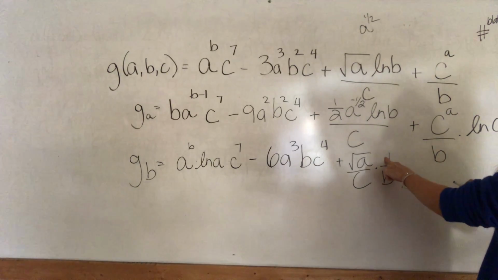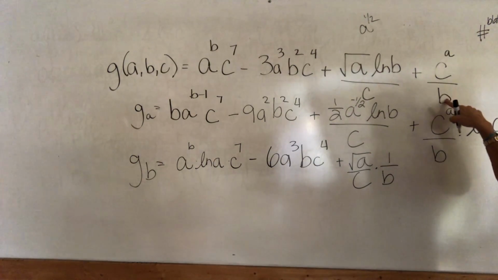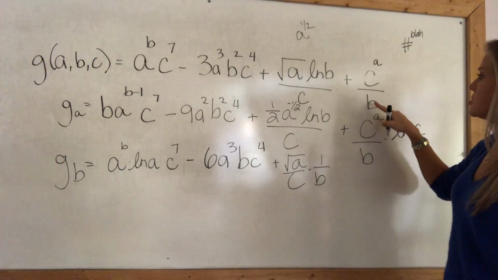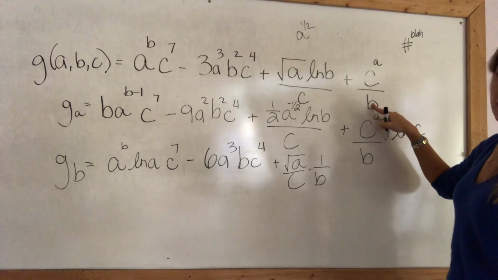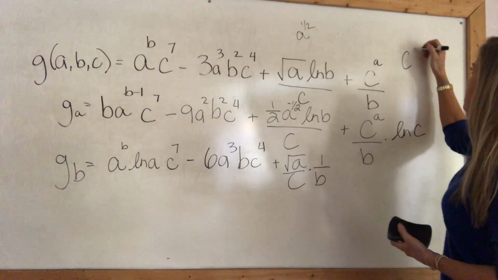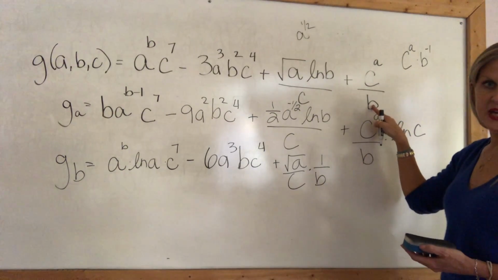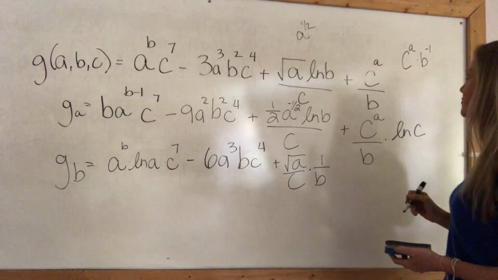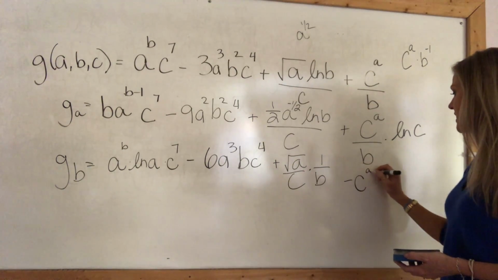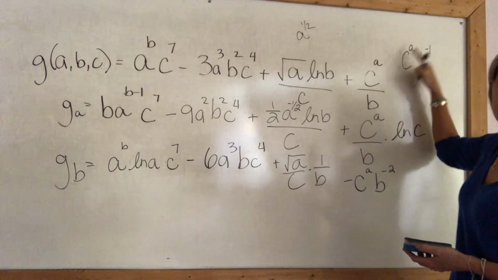and you put it in the numerator. And then my last term has a b in the denominator, which is really a b to the negative 1. So this can be rewritten as c to the a times b to the negative 1 if I want to bring that out of the denominator. And that derivative becomes negative c to the a times b to the negative 2, because the negative 1 drops down and subtracts 1.